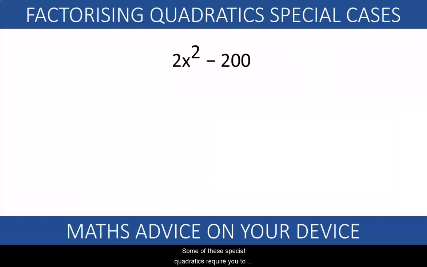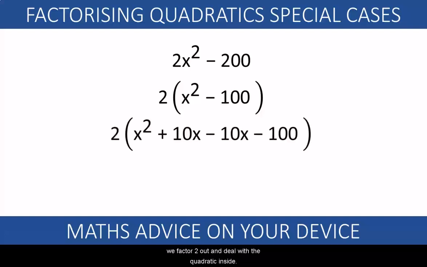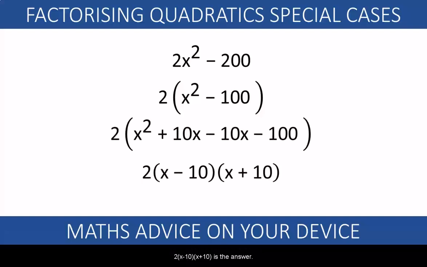Some of these special quadratics require you to factor the leading coefficient out first. For example, when factorizing 2x squared minus 200, we factor 2 out and deal with the quadratic inside. 2 brackets x minus 10 times x plus 10 is the answer.